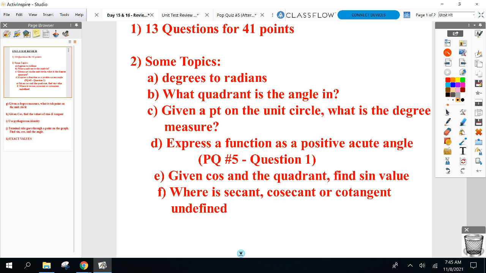And again, I want to make sure we're clear. The test covers, let me just make sure so I don't misspeak, day 3.9 on. Okay, it's not a full unit test. Like there's no theta equals S over R. None of that's on there. So it's 3.9 all the way through to the end of the unit. So the day we started the unit circle all the way through.